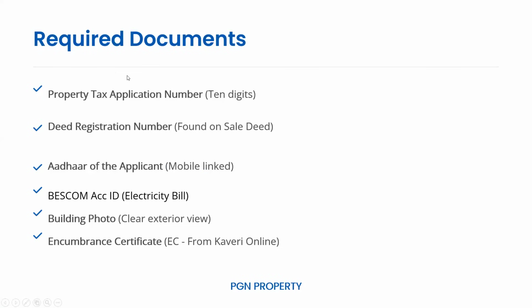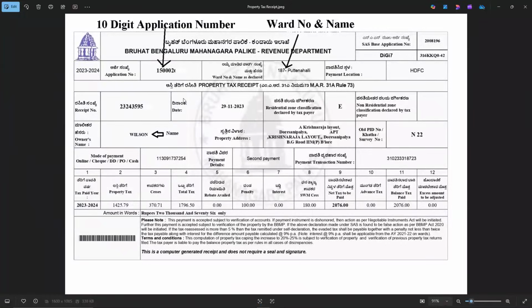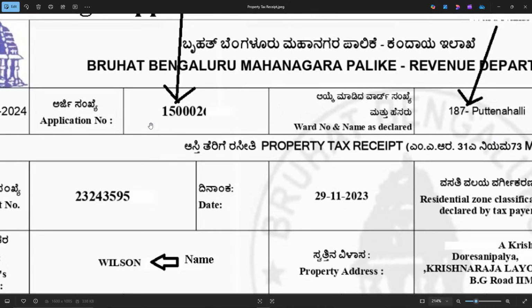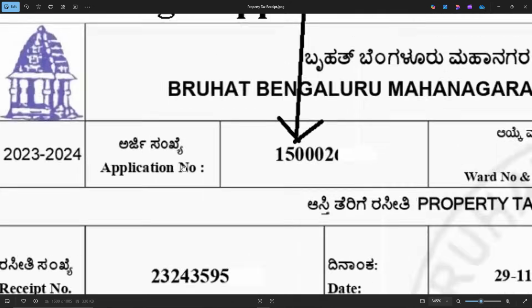To apply for the BBMP e-Khata, we need the following documents. First one is the property tax application number. We can find this property tax application number in a property tax receipt. Let me show you that. This is a property tax receipt. You can find the 10-digit application number at the top left corner. This is the application number.